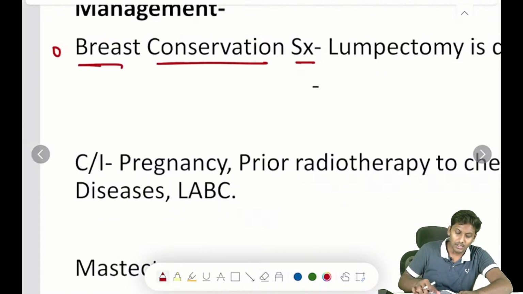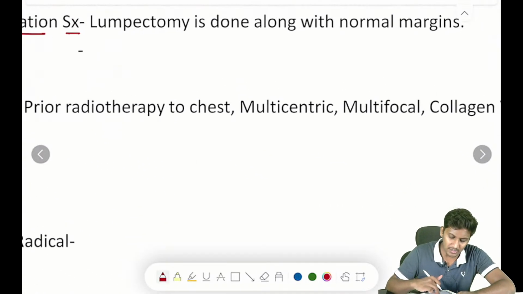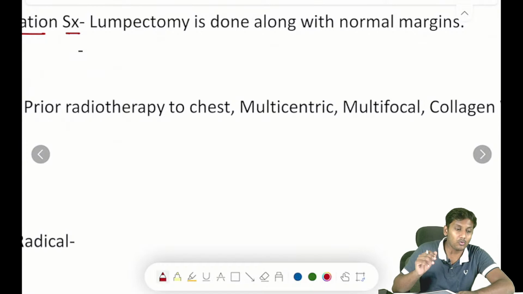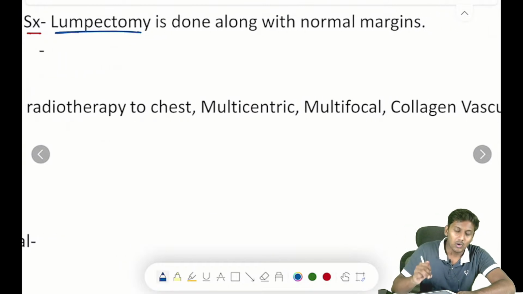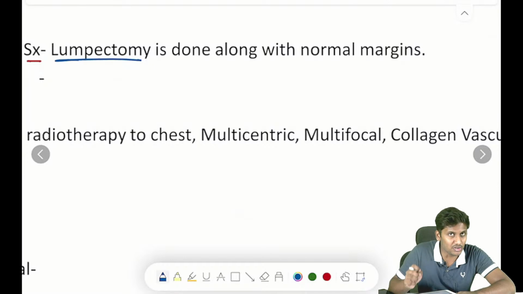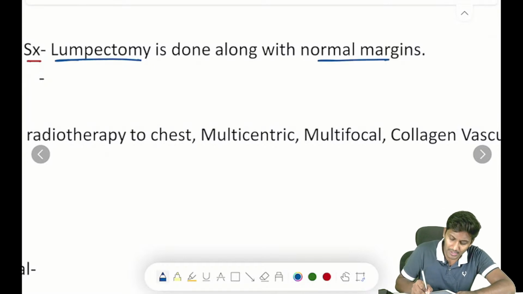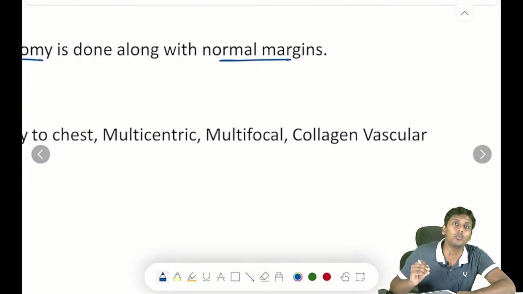That's the important thing. Now, if I talk about breast conservation surgery, here you have to remember, we are only going to remove the breast lump, and that is what is called lumpectomy. That is what is known as lumpectomy. And what is the normal margin status that we take? Please remember, in breast conservation surgery, lumpectomy is done along with normal margins. The normal margin status earlier was 1 centimeter, but the new status which has been told is 1 millimeter.